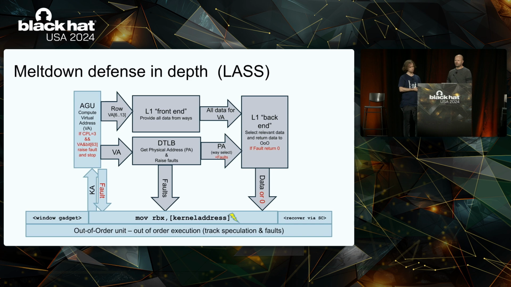It's called LASS, linear address space separation. The way it works is that when the AGU receives a load, it checks if it's from ring 3. If it's from ring 3 and the topmost bit is set, it will cause a fault, send the fault back down to the OOO, and it will never engage the L1 and the DTLB, thus masking a massive amount of complexity.